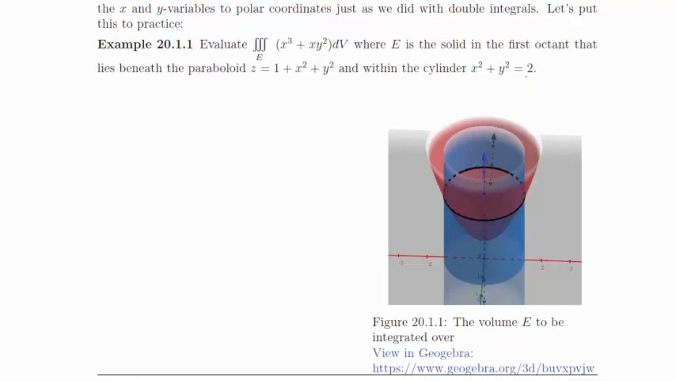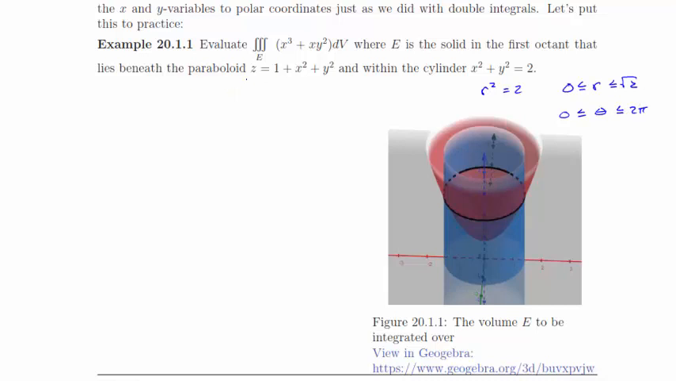With this cylinder x squared plus y squared equals 2, we are going to have that our radius squared equals 2, so our radius is going to be between 0 and the square root of 2. We see that in this shape we're going all the way around. It's symmetrical, so theta doesn't have any bounds other than its natural 0 to 2 pi.